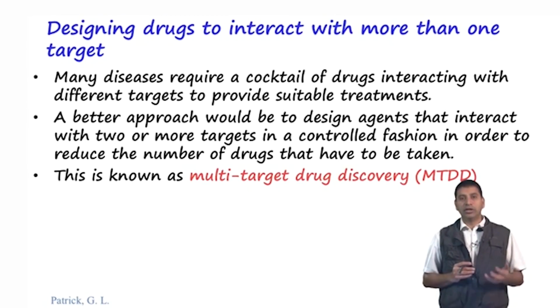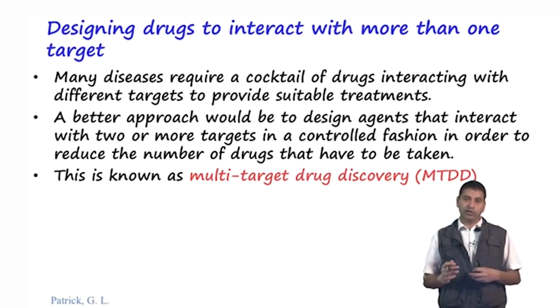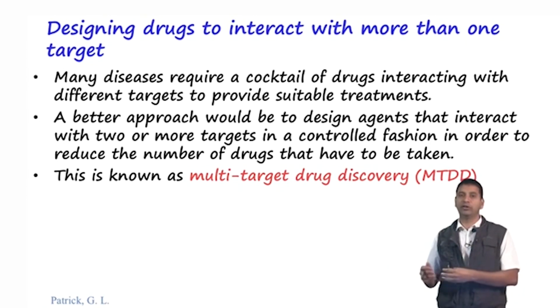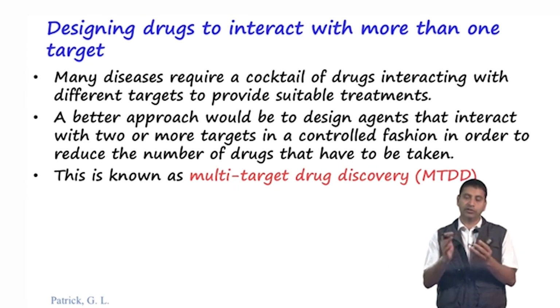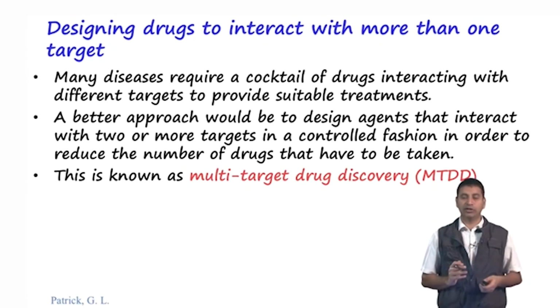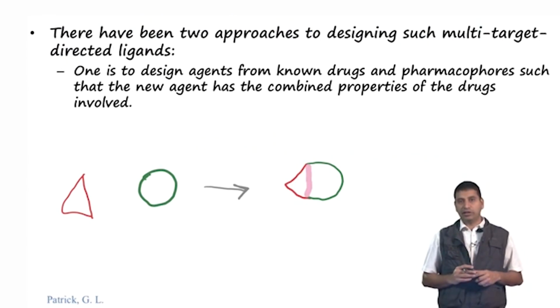Okay? So, here we would be able to design agents that interact with 2 or more targets in a very controlled manner, and these may potentially reduce the number of drugs, because it is difficult for people to even manufacture and keep track of so many different kinds of drugs. So, if you have a single drug which can do both, then it may have potential advantages. So, here is the example.